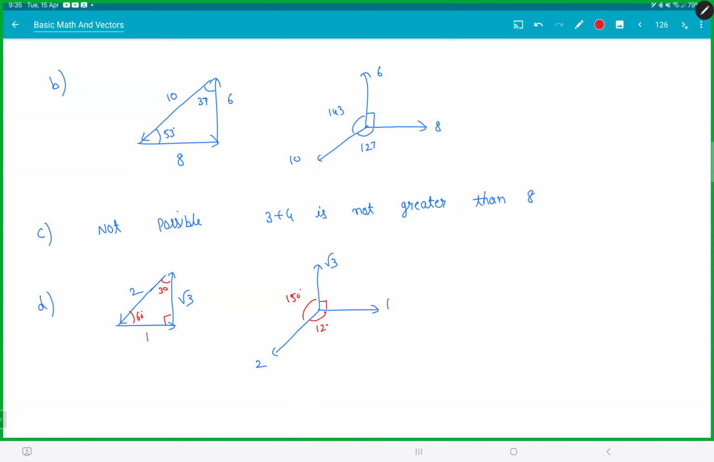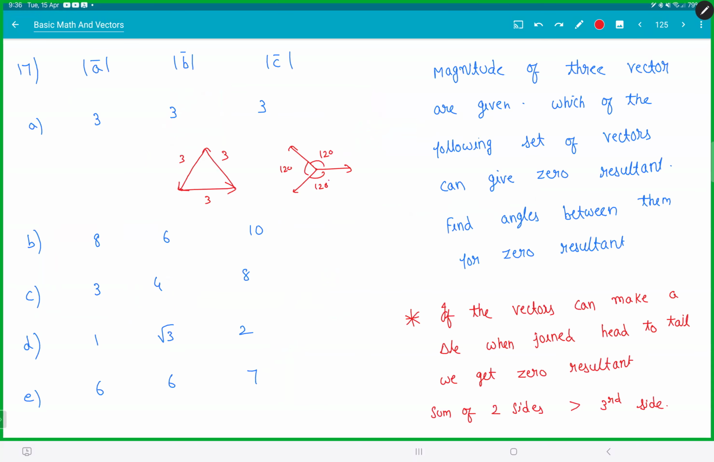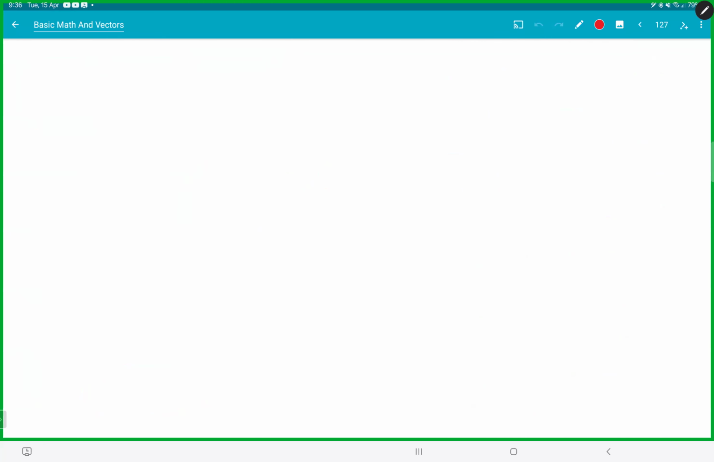Any doubt so far? What about E? Can 6, 6, 7 form a triangle? It can, right? 6 plus 6 is 12, greater than 7. It is an isosceles triangle. What about the angles though? Sir, is it very complex? The answer is a bit weird, but it is not that bad.